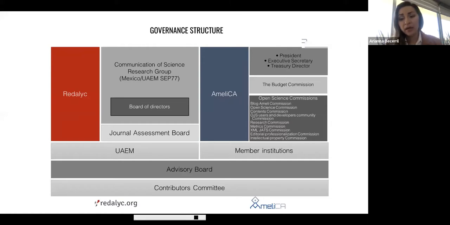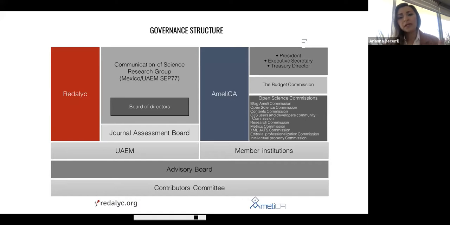We also have an advisory board, which is a shared advisory board between Redalic and the America Initiative, because now we are working with journals and institutions from around the world. We are focused on Diamond Open Access, and we believe that these two initiatives are complementary. So the advisory board is helping us, providing us feedback about the course of these two initiatives.